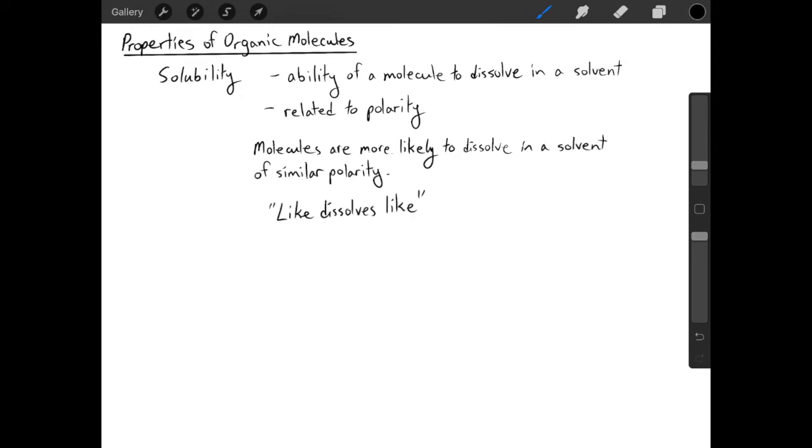A common rule of thumb is like dissolves like. Similar things are going to dissolve similar things.